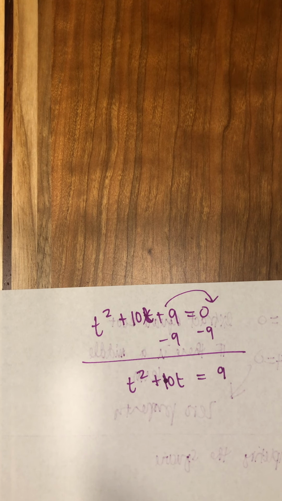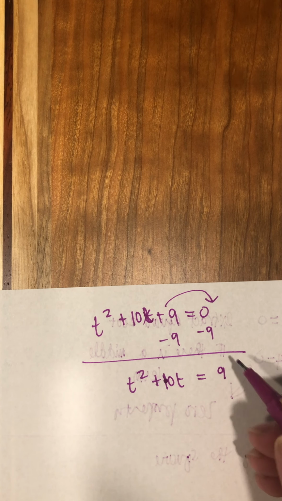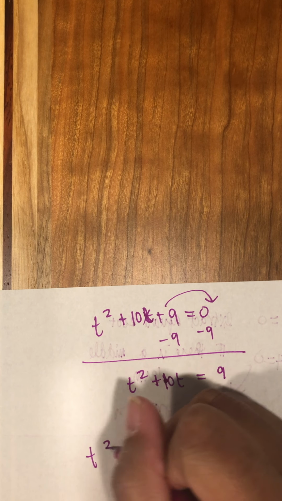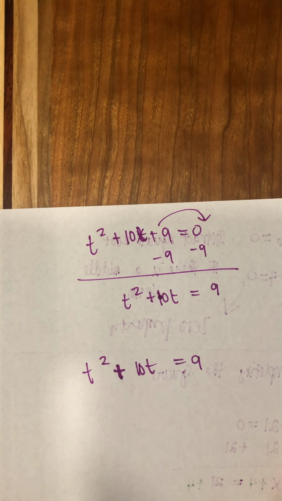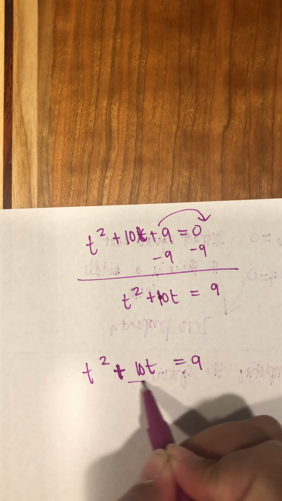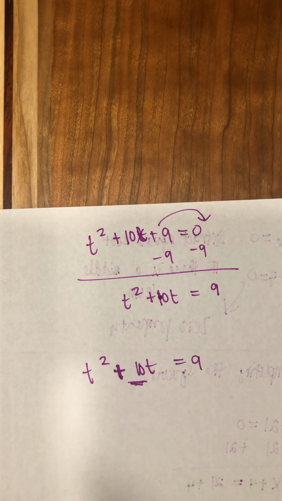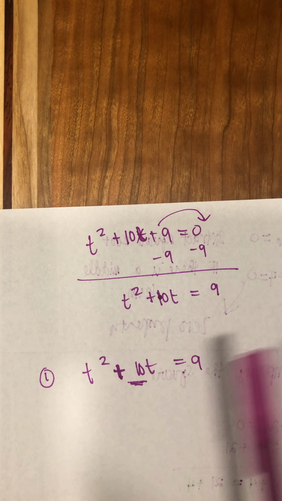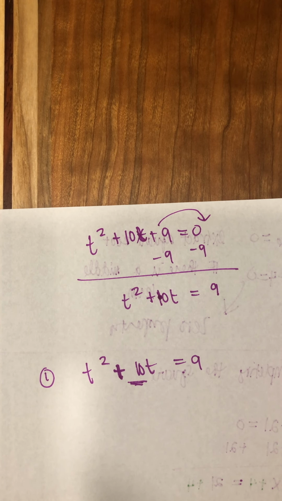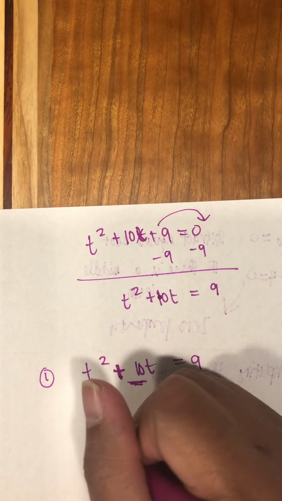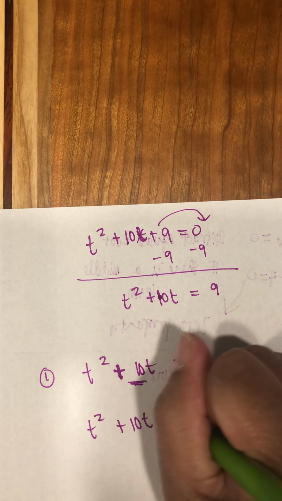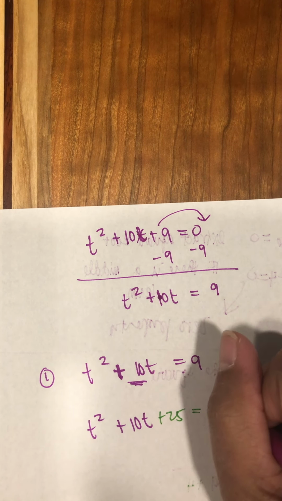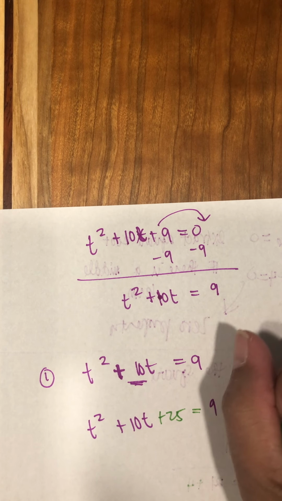Alright, so now what we're going to do is, it's right here, t squared plus 10t is equal to 9. We're going to take half of this. So step 1, what is half of 10? 5. You square it, is 25. So it becomes t squared plus 10t plus 25 equals 9 plus 25.